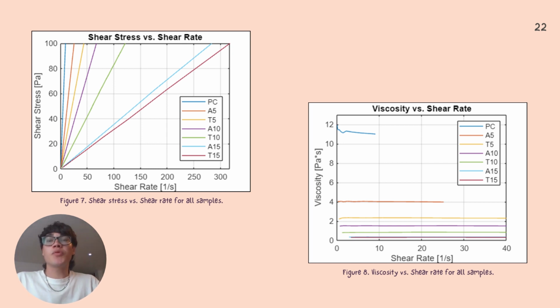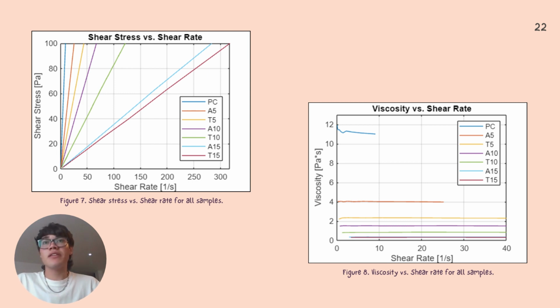Just like we did before, we present to you now the graphics for shear stress versus shear rate and viscosity versus shear rate for all the different configurations of solvents that were used in the practice for the different groups. We used acetone and toluene as solvents, and in three different configurations, 5% of the solvent, 10%, and 15%. So we got finally 7 treatments, including the crude oil sample.